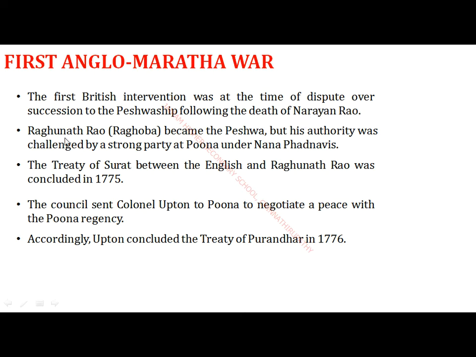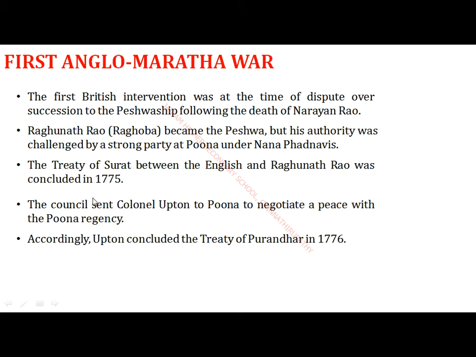But here Raghunath Rao was against this. Okay, children. So here the party decided to give the chance to whom? To the original issue of Narayan Rao. But Raghunath Rao was against it. So here the problem started in Maratha over who would become the Peshwa during the period of 1775.